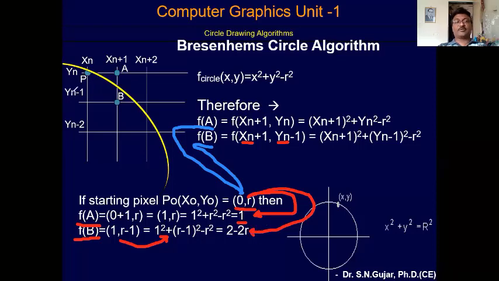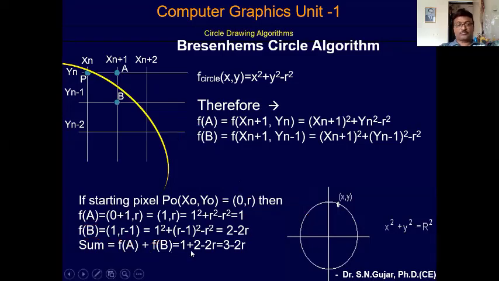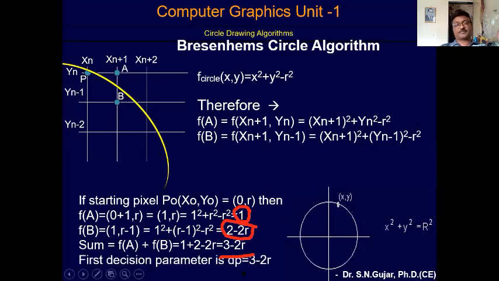Now what this algorithm says is you have to take the sum of these two. Suppose I take the sum of these two, so what becomes? Sum f of a plus f of b is equal to 1 plus 2 minus 2r. This is my 1 value plus 2 minus 2r value. So the sum of these two becomes 3 minus 2r. What the Bresenham algorithm says is this 3 minus 2r is my first decision parameter.